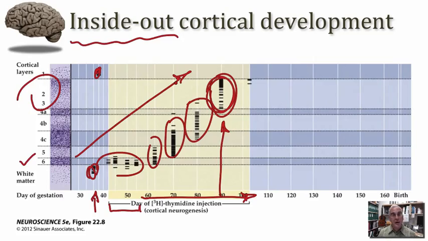We'll say more about that topic as the story of cortical maturation continues in subsequent tutorials.